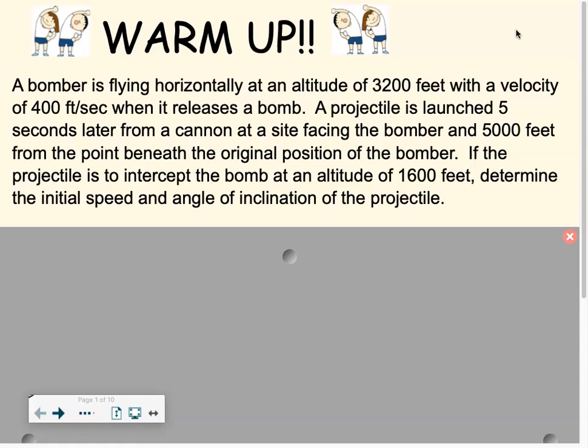Okay, how fun is this one, right? So here's what we've got. We have two things going on at the same time. I don't know if I have any pictures on here. Let's draw a quick picture. Okay. All right, so we have a plane.